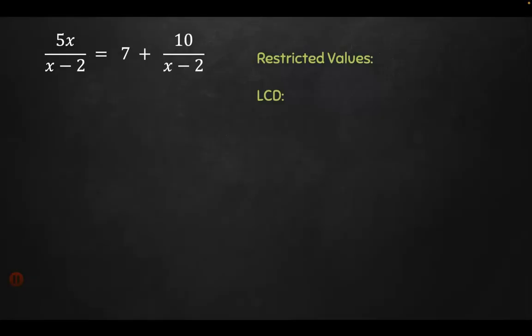In my second example, I'm going to again find my restricted value. I want to consider that 7 is actually 7 over 1. So my restricted value is x cannot be 2. If I have 2 as a value and I plug it in for x in either of those denominators, I'm going to get 0, which I can't have. That LCD I'm going to have is actually x minus 2, right? I'm taking whatever was in common, one of each. Now you could put a 1 in the front, it doesn't matter, but the LCD is going to be x minus 2.